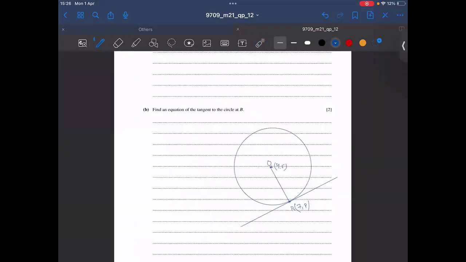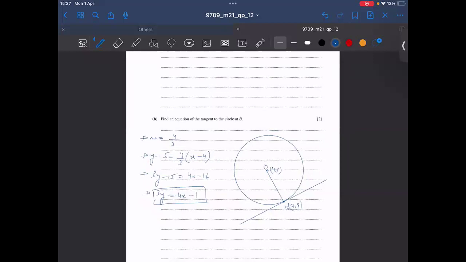So now you can find out the gradient: 4 over 3. 9 minus 5 is 4 over 3. Okay. And y minus 5 equals 4 over 3 times x minus 4. All right, so it's going to be 3y minus 15 equals 4x minus 16. So it's going to be 3y equals 4x minus 1. Is it clear or not, Mr. Imad and Ms. Iman?